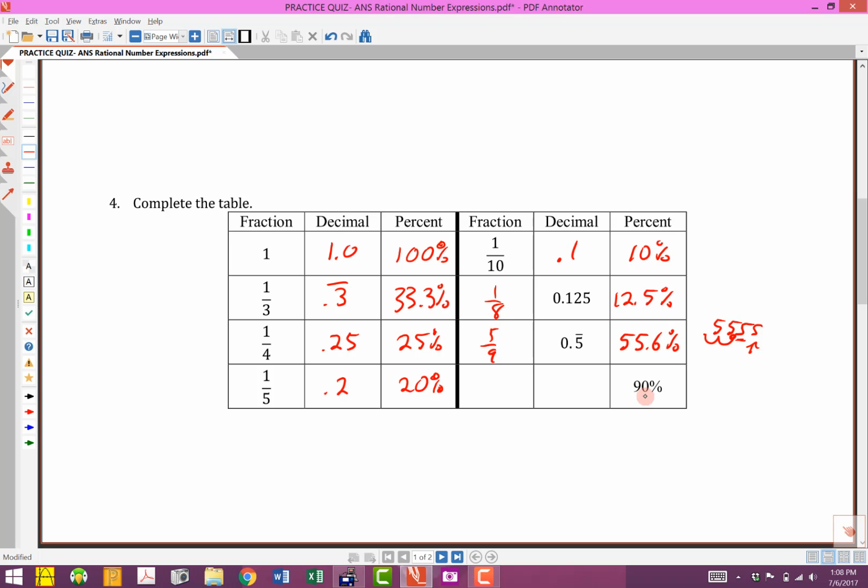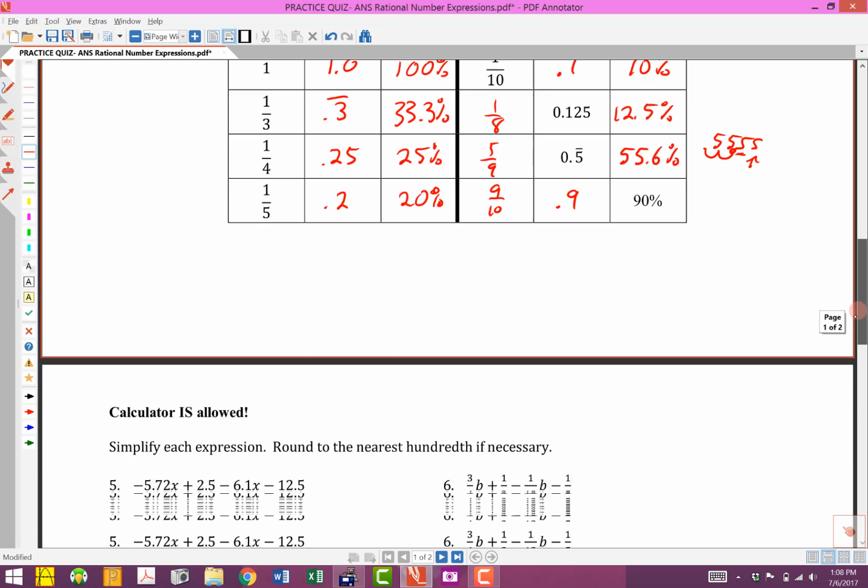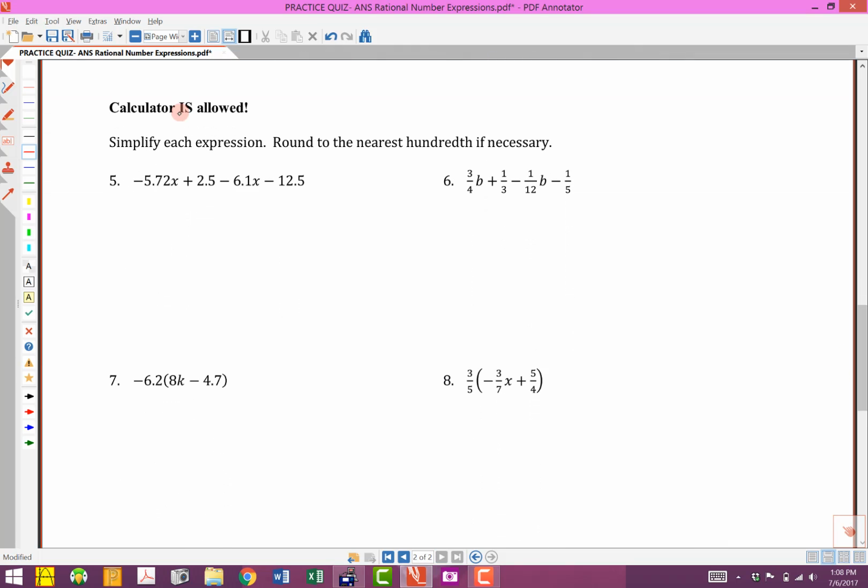And then 90%, move it over two places, so that would be 0.9, so that's going to be 9/10. So make sure you're familiar with those and maybe a couple of others for the quiz, so you're all set to go there.